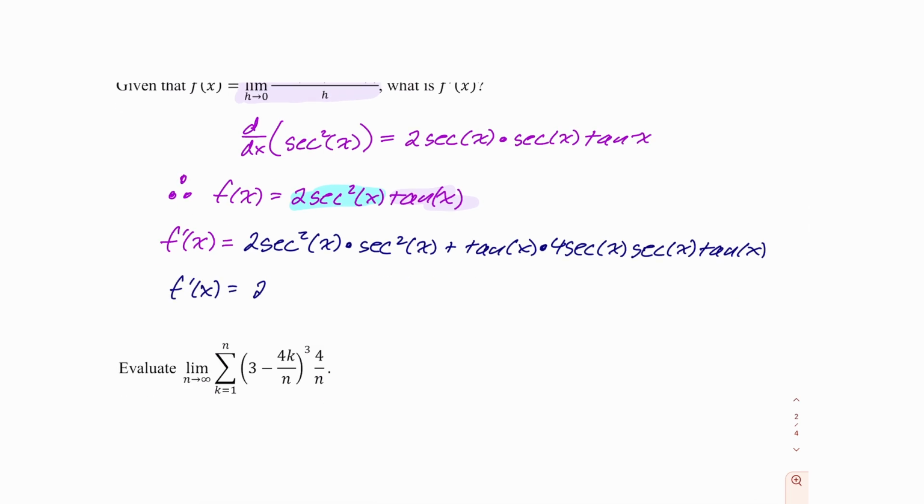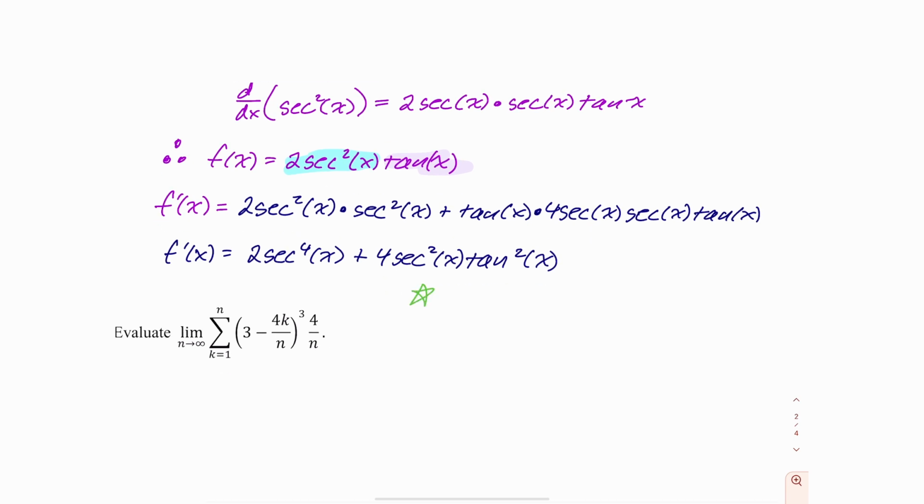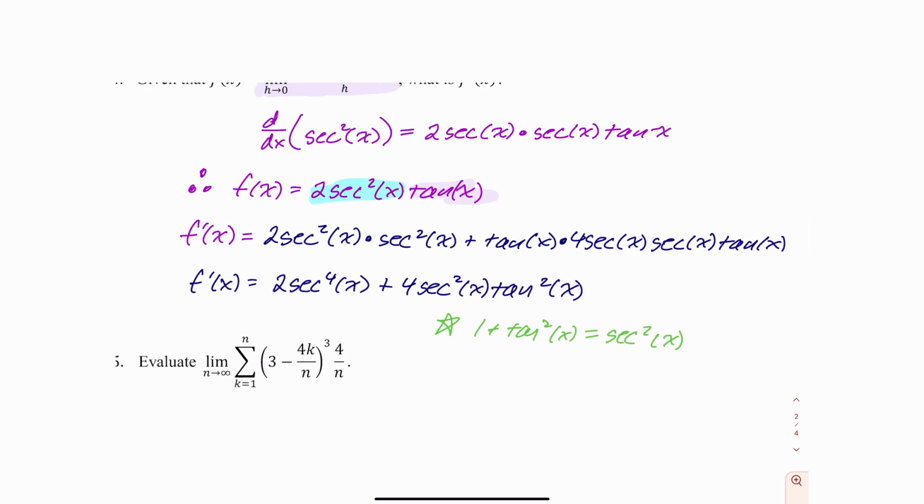So we're going to get 2 secant to the 4th plus 4 secant squared tan squared. Which, I mean, there's stuff you can do here. I don't think it's worth it, but it is worth noting that 1 plus tan squared is equal to secant squared. So you have the option of writing this entirely in terms of tangent or entirely in terms of secant if one of those helps you out, which I don't really think it does. So I'm just going to end my work on that problem there.